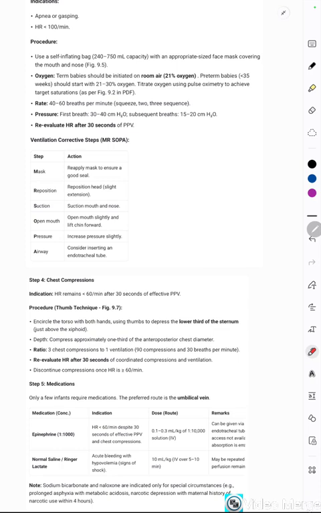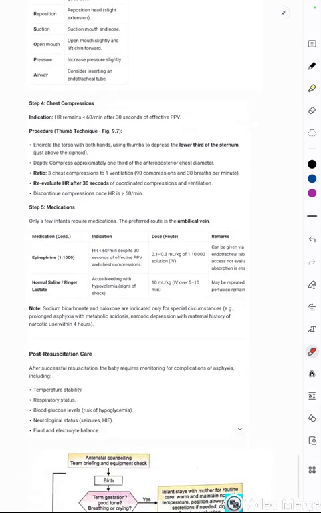Then some corrective steps can be done, that is called the MR SOPAR criteria. M is mask reposition by proper E and C technique. Then the head repositioning should be done. Then suctioning of the secretions from mouth to nose, open mouth, increase pressure, and AR stands for alternative method, which should be tried. That is considering an invasive method, that is endotracheal intubation.